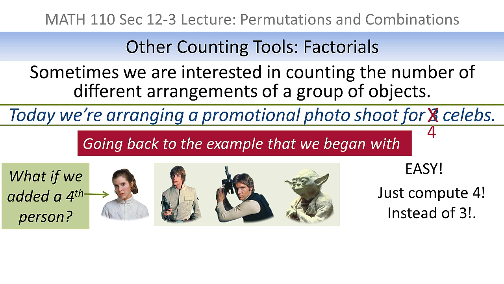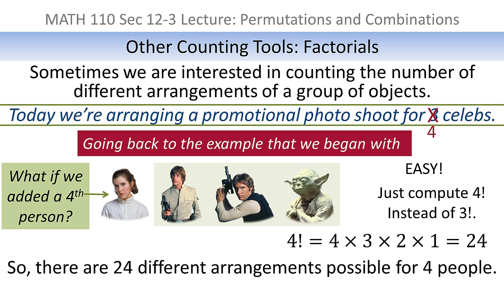But since we know that n factorial counts the number of different arrangements, then all we have to do is change the 3 to 4 and calculate 4 factorial instead of 3 factorial. And of course 4 factorial is 4 times 3 times 2 times 1, which is 24. Much easier than trying to do a brute force method. So there are 24 different arrangements possible if I add a 4th person to that promotional video.